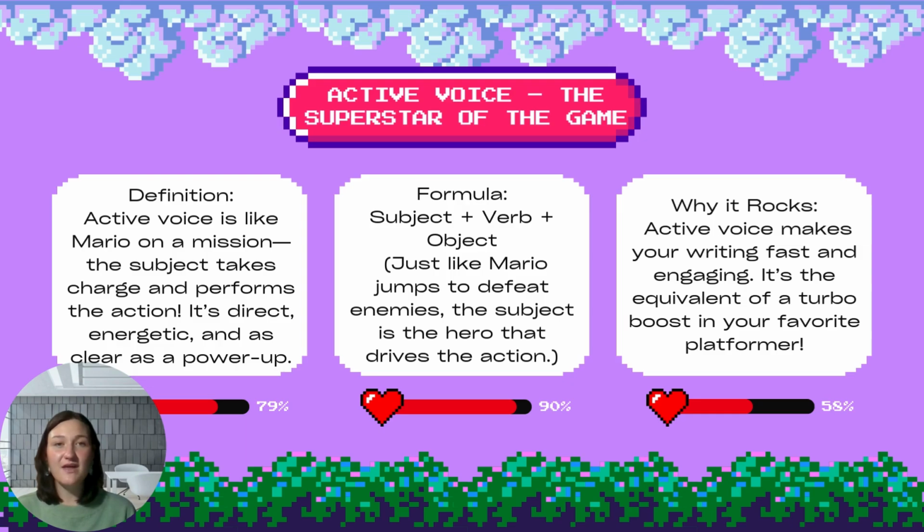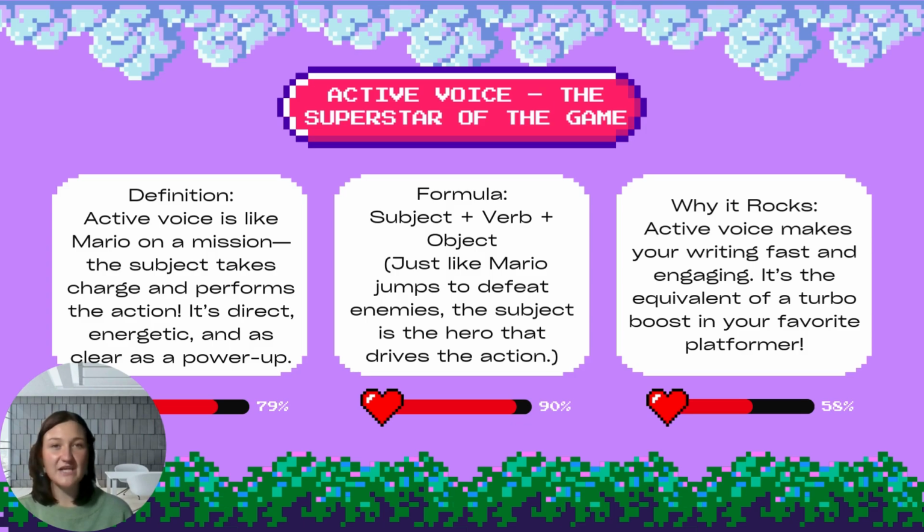I want you to think of it like this. In a video game, you want to be the one that controls the action. And in writing, you want the subject to take charge. There is a formula we follow: subject plus verb plus object. The subject is the one that is doing the action, the verb will describe the action, and the object is the one that receives the action. Well, what makes active voice so powerful?